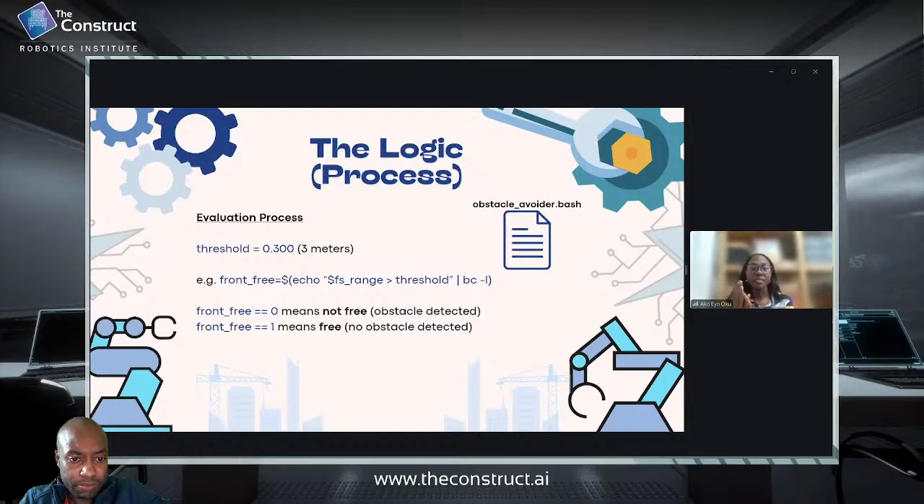How the evaluation process works is, if any of the laser scanners were within that 3 meter threshold, so if they were less than the threshold, then that means that there's an obstacle detected and the path is not free, and so that will be evaluated to 0. So 0 in this case signifies that there's an obstacle detected, whereas 1 means that there's no obstacle detected, so there's a free path and you can move in that direction. This was all done in the obstacle avoider.bash script.